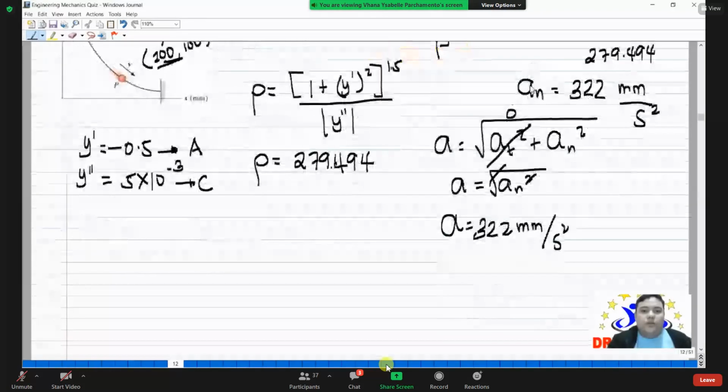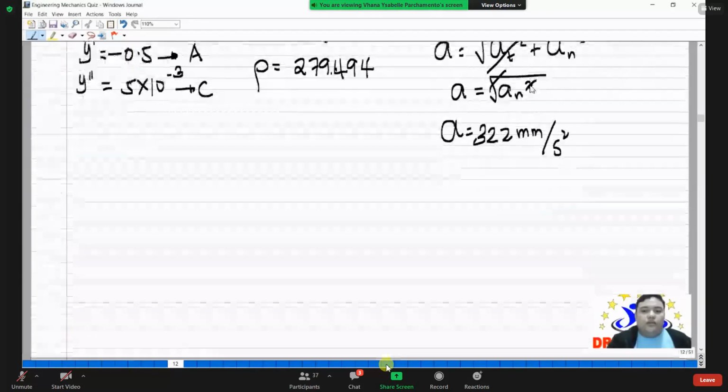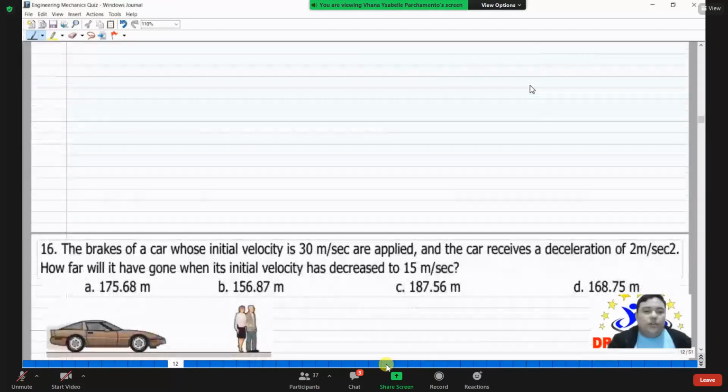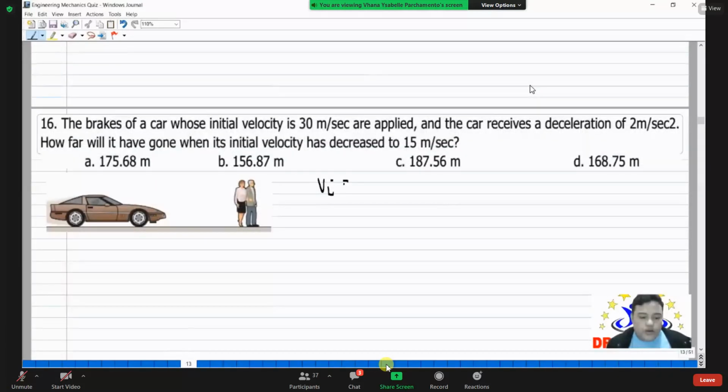Okay. So, next, number 16. The brakes of the car, whose initial velocity, so VI now is 30 meters per second, and your acceleration or deceleration, so deceleration is negative 2 meters per second squared. So your VF now is equal to 15 meters per second. So ang hinahanap is yung distance, so S.